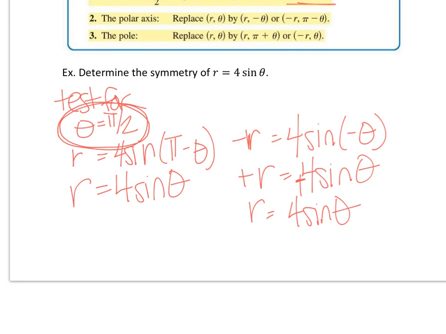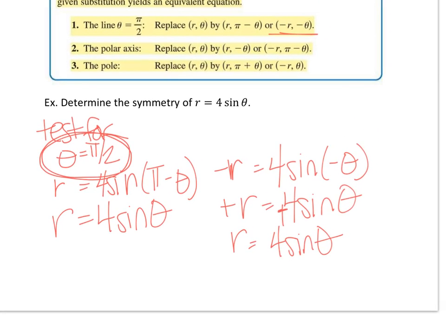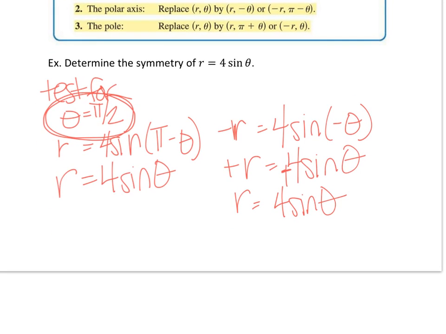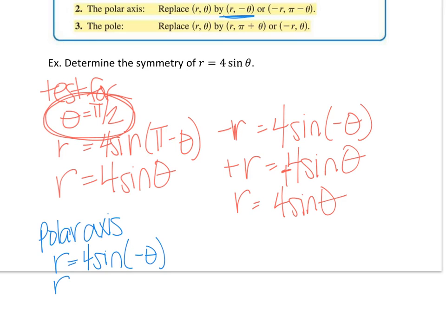If I test for another one, now let's test for polar axis. If I test for polar axis, I'm going to use this one. So instead of r equals 4 sine theta, r stays, r equals 4 sine of negative theta. r equals, we learned that you can take that negative out front.